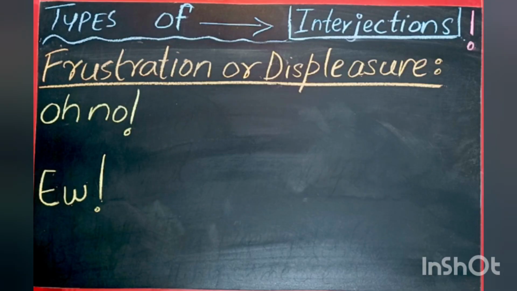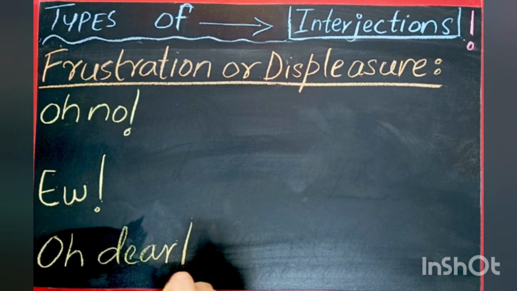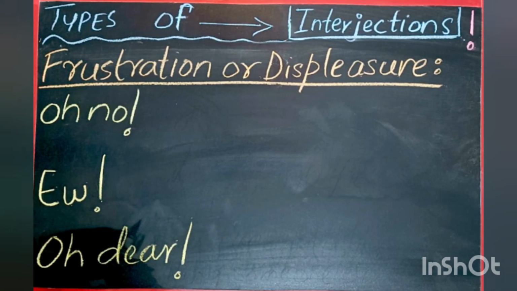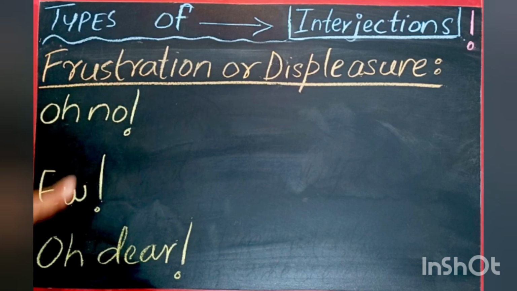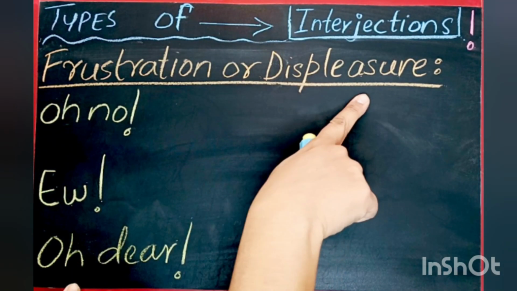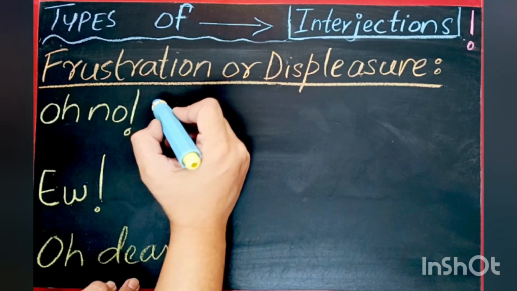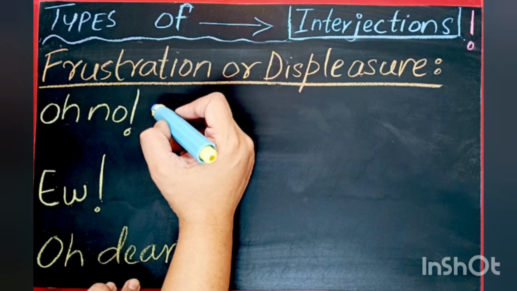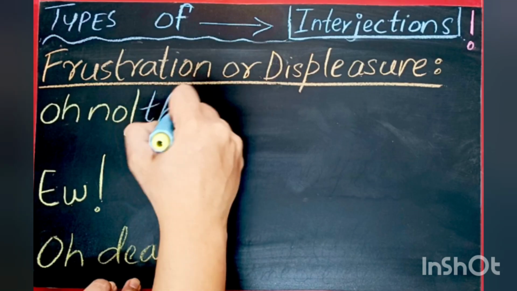Let us move towards one more type of interjection, that is frustration or displeasure. We often use these three words as interjections while speaking: oh no, ugh, and oh dear. All these three words are used for expressing frustration and displeasure. So let's write an example of each of these.